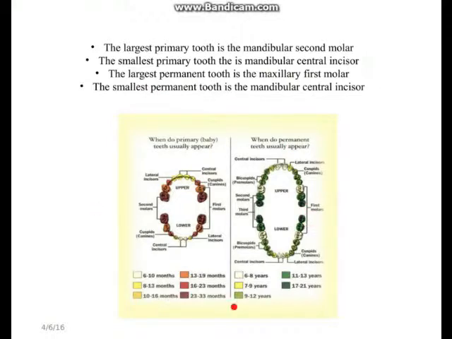Okay. This is another reminder of the eruption sequences. It's color-coded. I put in so many different charts to see maybe the color-coded one is going to be better, easier for you to remember. Whatever works for you guys.